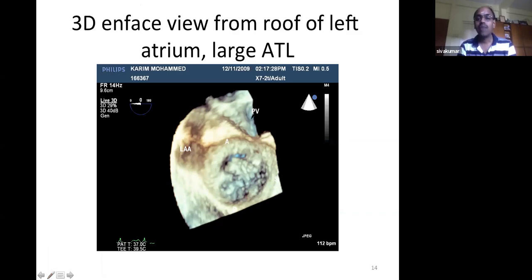Now, I'm going to draw the plane of the intraatrial septum. So this side is the left atrium and this side is the right atrium.